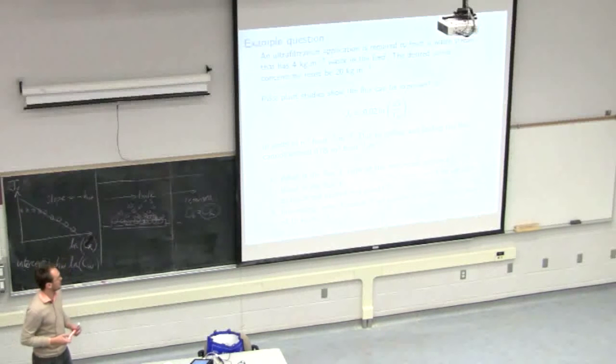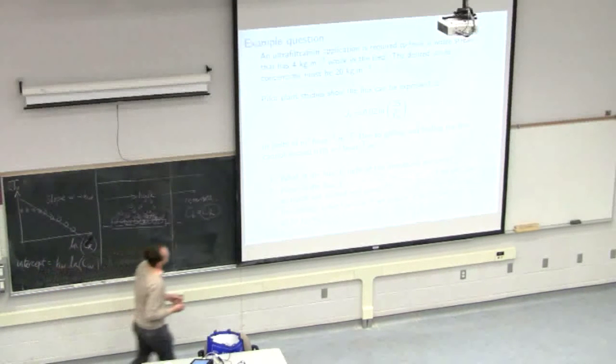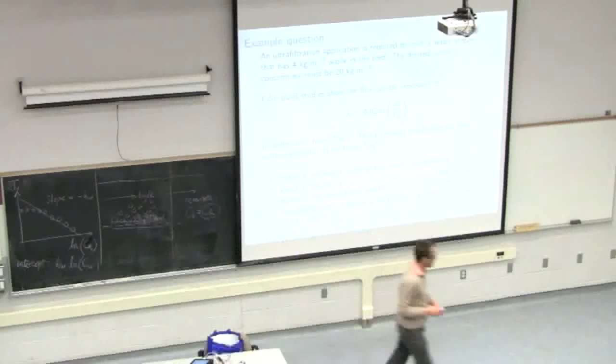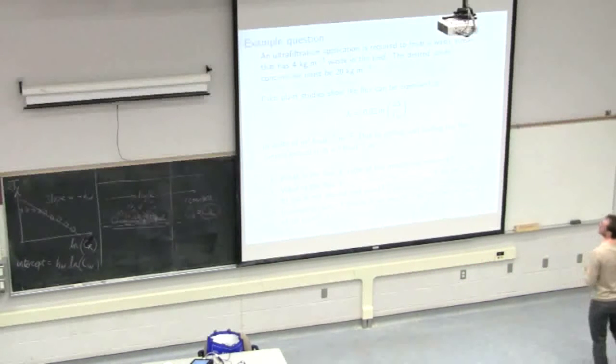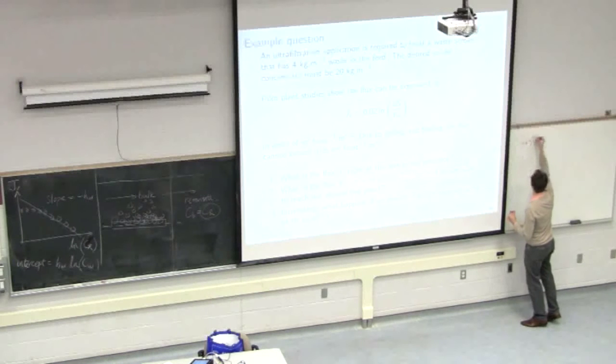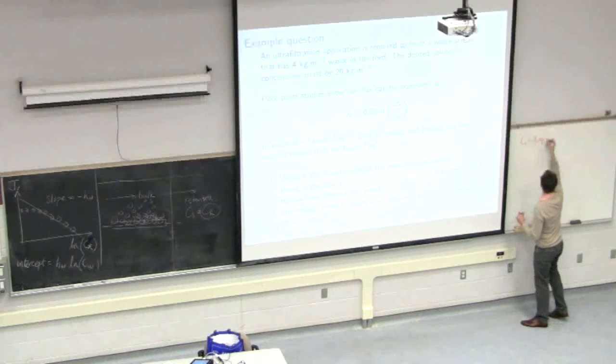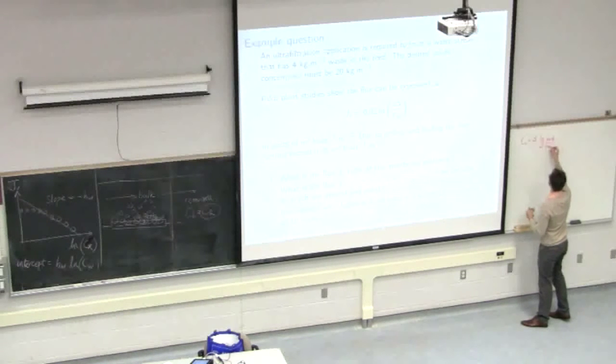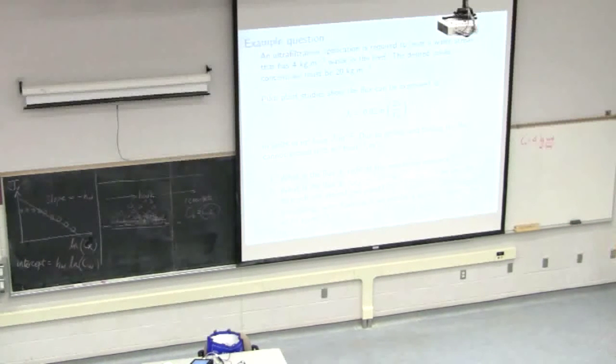Okay, so let me walk you through this problem. We're applying ultrafiltration, and we're looking at treating a stream that has 4 kilograms of waste per meter cubed of feed. So we know that C naught is 4 kilograms of solids per meter cubed of feed. And the desired solute concentration, solids concentration, is 20 kilograms per meter cubed.